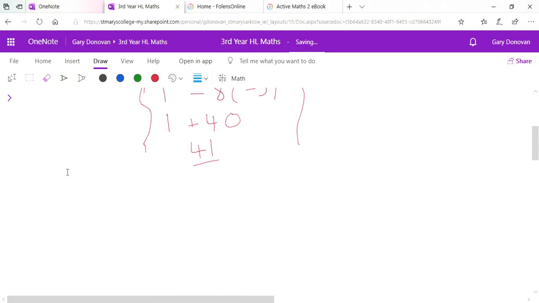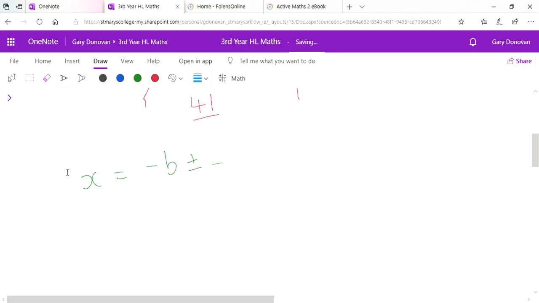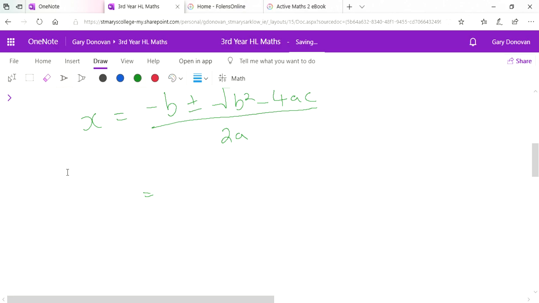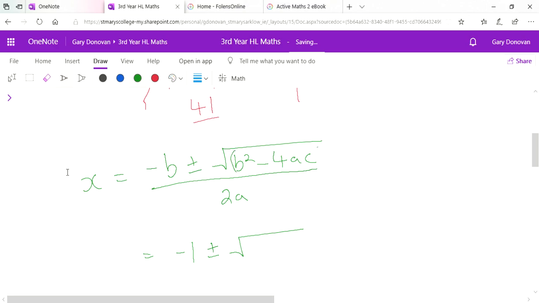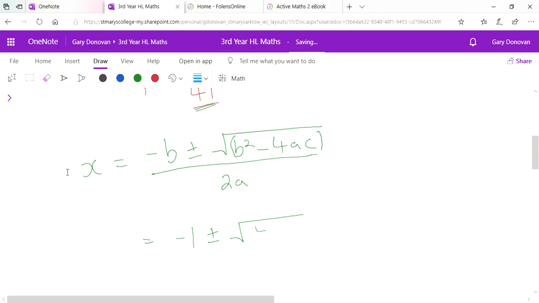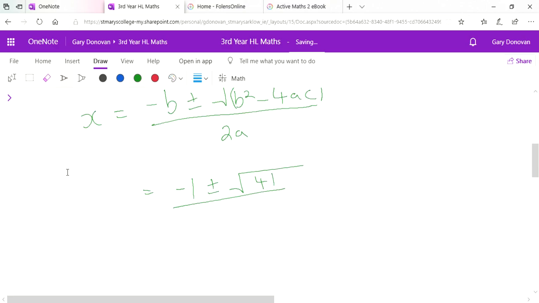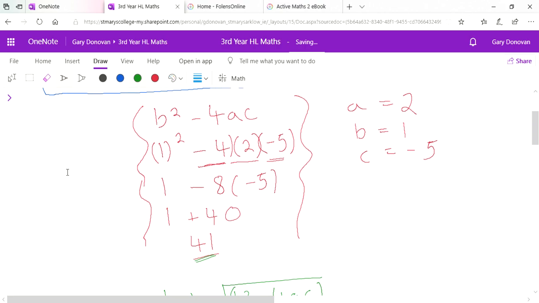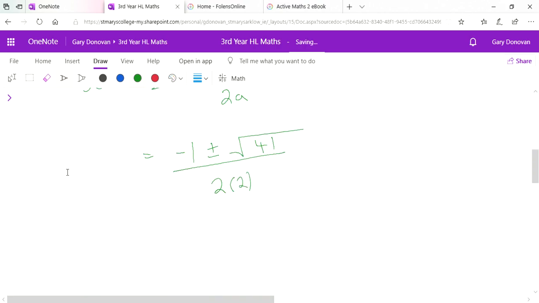So we'll write out our full equation again down here. x equals minus b plus or minus square root b squared minus 4ac all over 2a. And we'll fill in our values. So minus b would be minus 1 plus or minus the square root of b squared minus 4ac. We've solved that bit already and we've got 41, all over 2 times a. So we'll go back up and see what a was. a was 2. So that's the same as minus 1 plus or minus square root of 41 all over 4.